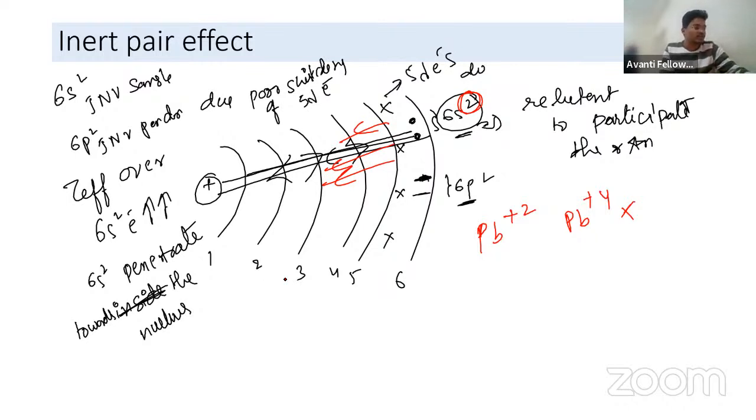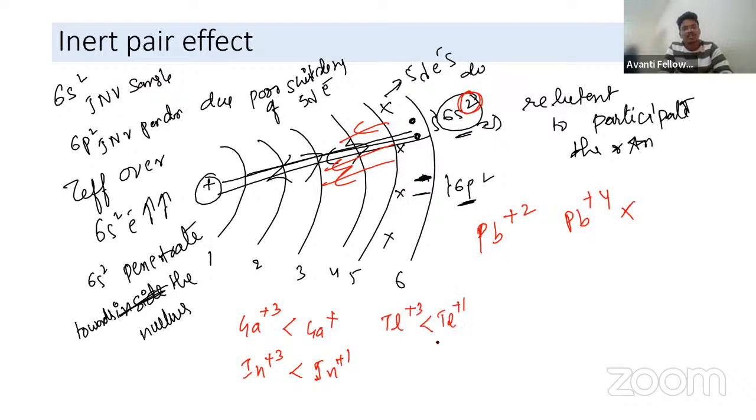Simultaneously, if you look at gallium also, gallium exhibits +3, but the most stable state of gallium is +1 only. Simultaneously, indium can exhibit +3, but the most stable state is +1. Thallium can exhibit +3, but its most stable state is +1. Why? Because of inert pair effect. Because of inert pair effect, all these elements are stable in the +1 oxidation state.